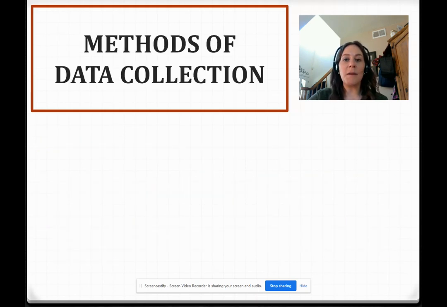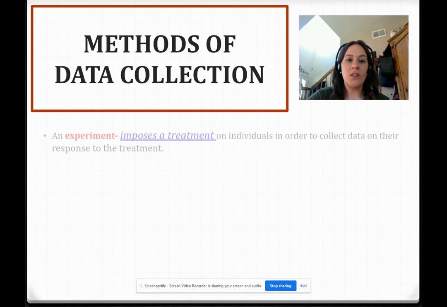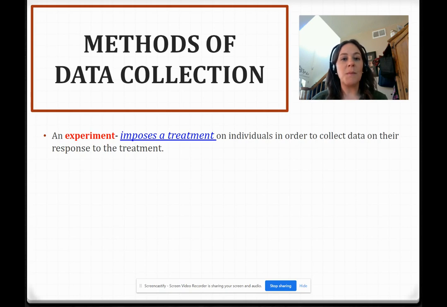All right, so we've talked about sampling methods, we've talked about biases from different sampling methods. Now let's talk about methods of actually collecting data. So there are a couple different options here. One is an experiment. The key part of defining an experiment is the fact that an experiment imposes a treatment on individuals in order to collect data on their response to the treatment. If a study does not have a treatment imposed on the subjects, then it by definition cannot be an experiment.